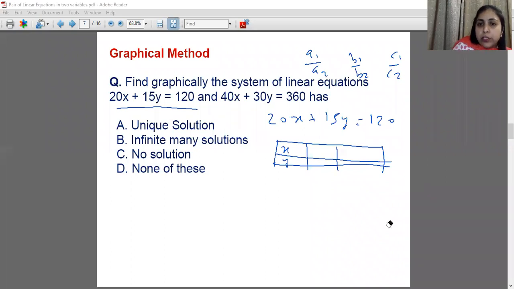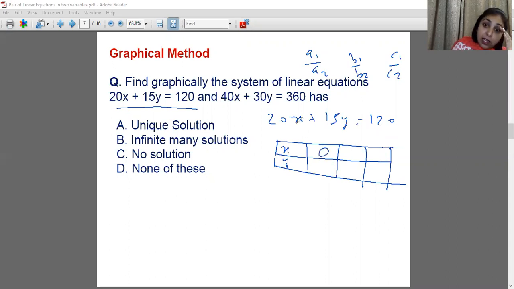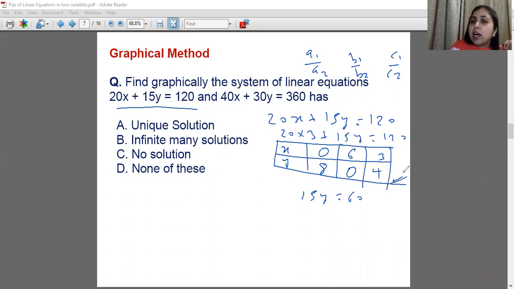Like I already told you, kindly find 3 points. Why? Because from 2 points there is always a line. Let us put x as 0. Then 15y is 120 and y becomes 8. If I put y as 0, then x is 6. Let us put some middle value, like x as 3. Then I get 15y is 60, meaning y is 4. So we have our points.